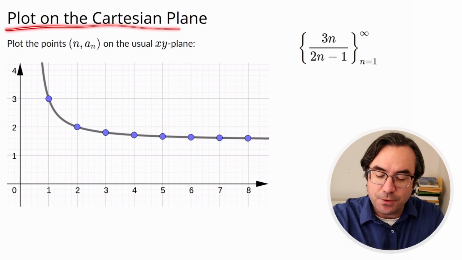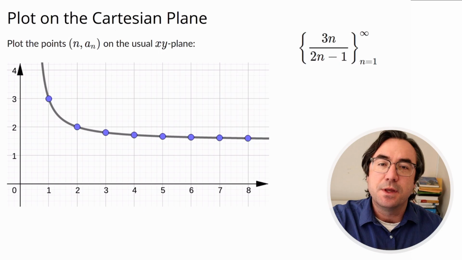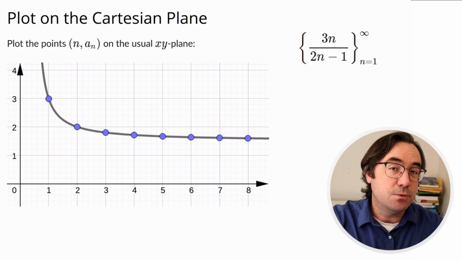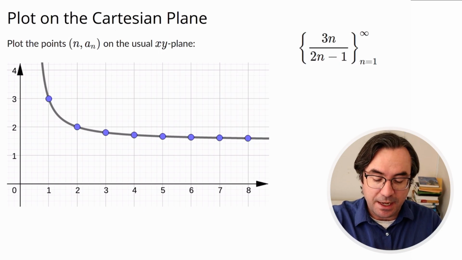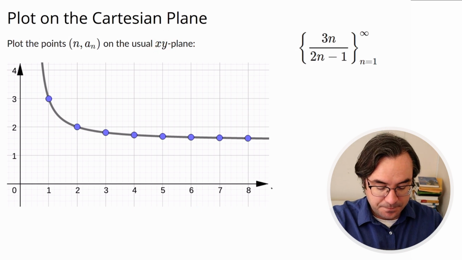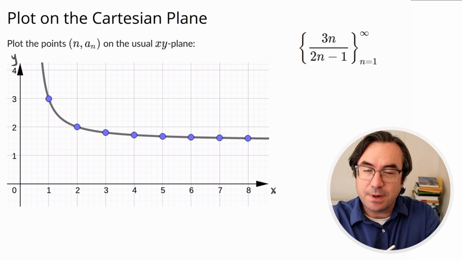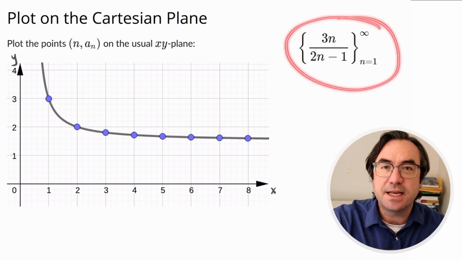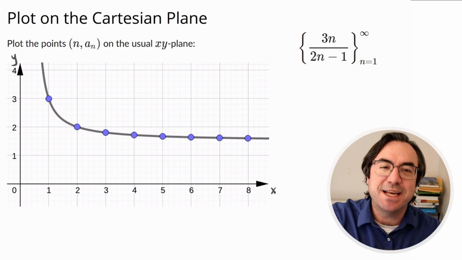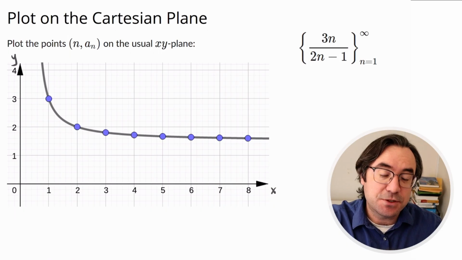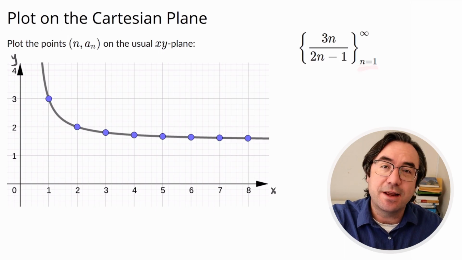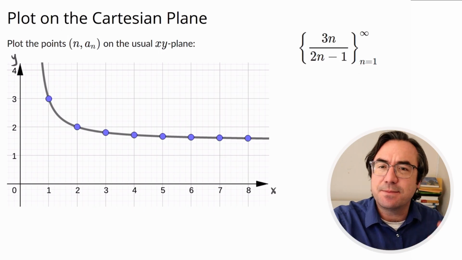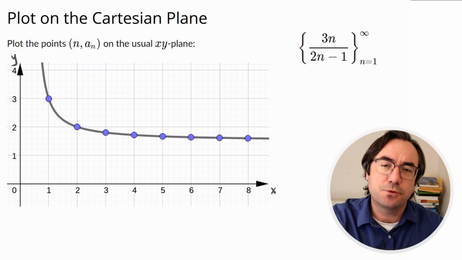There are two options that we'll consider. Plotting the sequence on the Cartesian plane, so plotting it on the xy plane. So we've got our xy plane, and let's look at this example. We have the sequence 3 times n divided by 2n minus 1. Our index starts at n equals 1, and then it just counts up from there by integers. So 2, 3, 4, and so on.